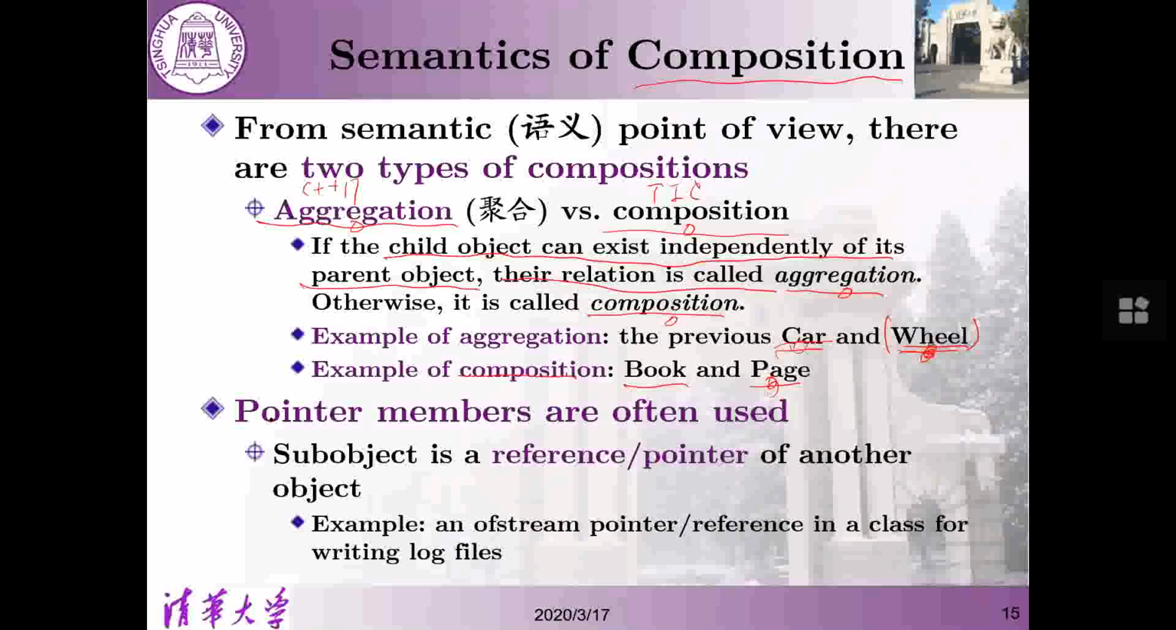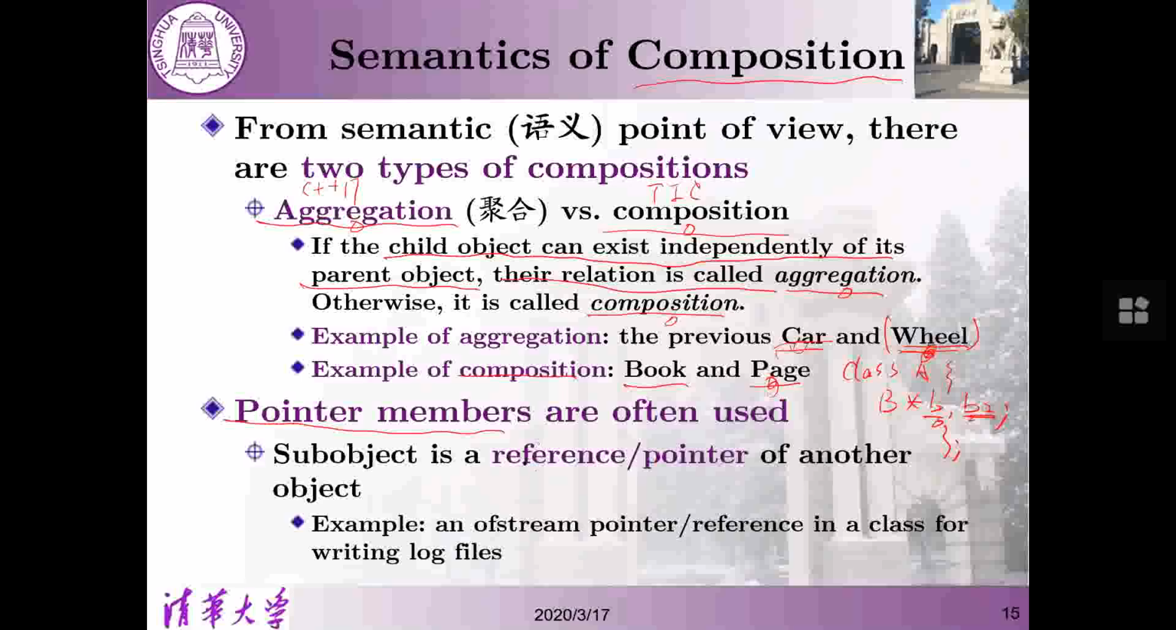There are two ways of defining these members. One way is using pointer members. For example, we have class A, and in this class A we can define a B by pointer, and we can define B2 which is not a pointer. So there are two ways of defining the members, and pointers are often used, actually.